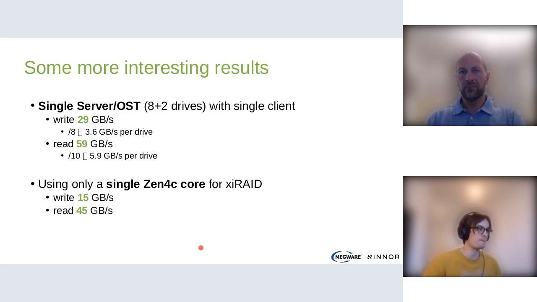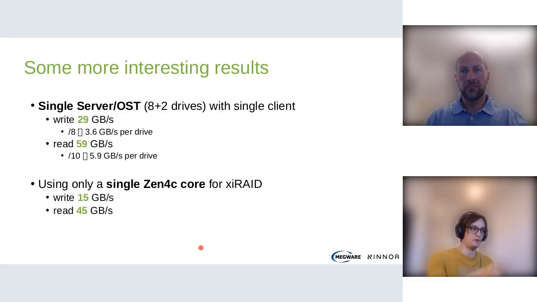And now here I have some more interesting results. I also benchmarked a single server, so that's basically a single OST with 10 drives. There I got 29 gigabytes a second write and 59 gigabytes a second read speed, which, if you divide it by 8 for writes and by 10 for reads, is roughly 3.6 gigabytes per drive write speed and roughly 6 gigabytes a second for reads, which is very close again to the spec of the device. So it's really easy to utilize the full hardware performance you have.